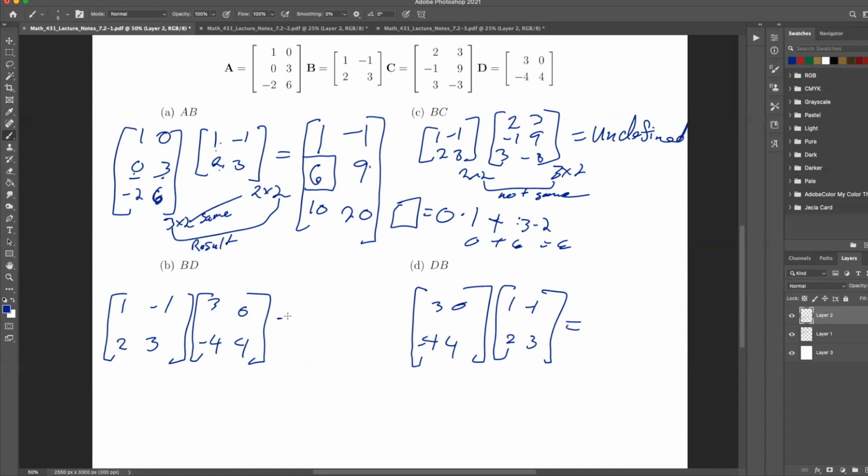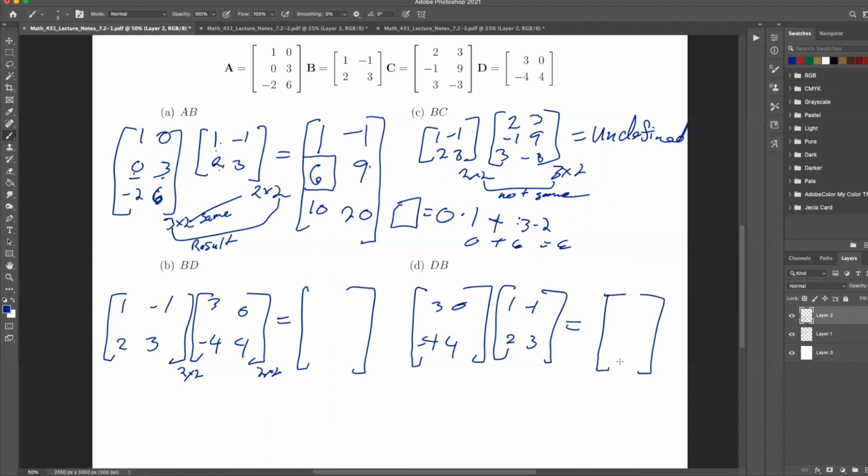All right, so go ahead and give these two a try. Notice here these are 2x2s by 2x2s. And so not only do these work, they'll also give you a 2x2. So you should have a 2x2 on the end of these. So go ahead and crunch through those without me real quick.